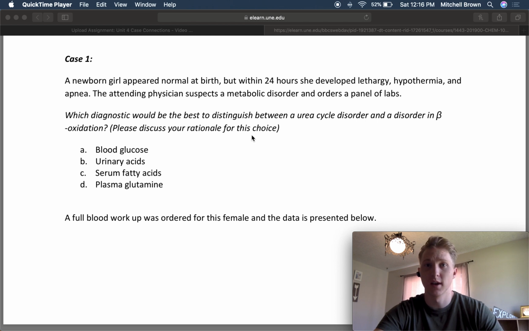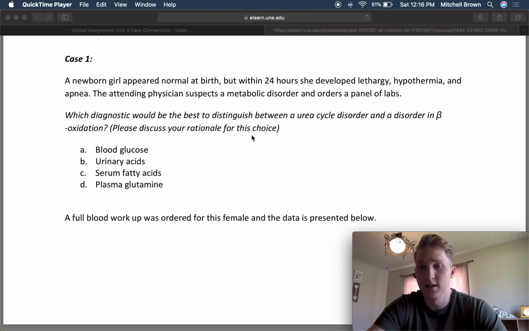I decided first to look at case 1, and to first present this case, a newborn girl appeared normal at birth, but within 24 hours she developed lethargy, hypothermia, and apnea. The attending physician suspected that there was a metabolic disorder and ordered a panel of labs to be run on this patient. So the question is posed after this: which diagnosis would be the best to distinguish between a urea cycle disorder and a disorder in beta oxidation?